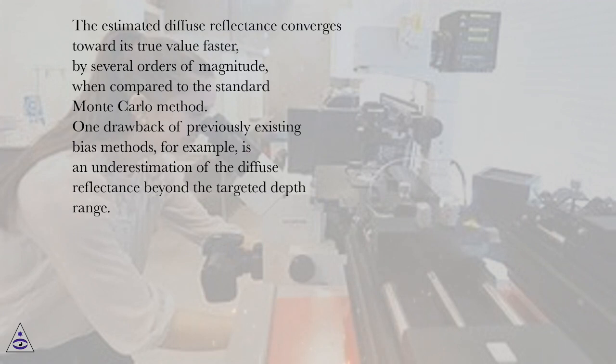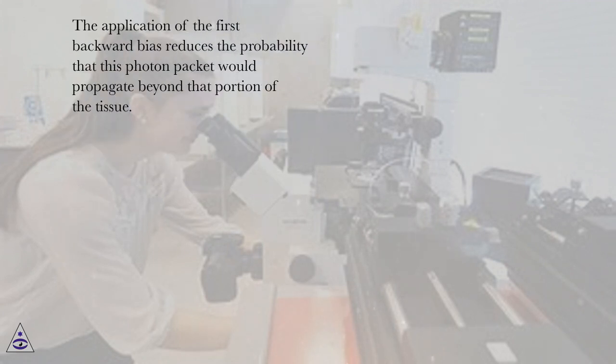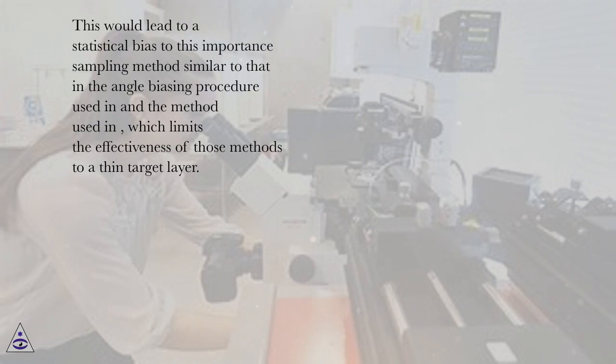One drawback of previously existing bias methods, for example, is an underestimation of the diffuse reflectance beyond the targeted depth range. The application of the first backward bias reduces the probability that this photon packet would propagate beyond that portion of the tissue. This would lead to a statistical bias to this importance sampling method, similar to that in the angle biasing procedure used in previous work, which limits the effectiveness of those methods to a thin target layer.